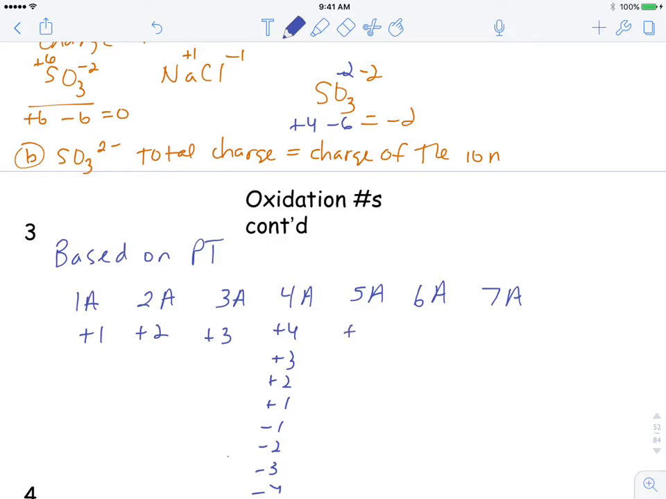5A can range from +5 all the way down to -3. Group 6A can go from +6 all the way to -2. Group 7A can go from +7 all the way to -1.